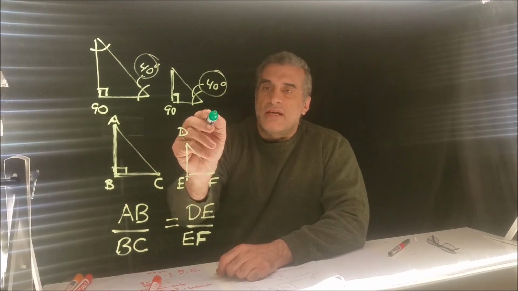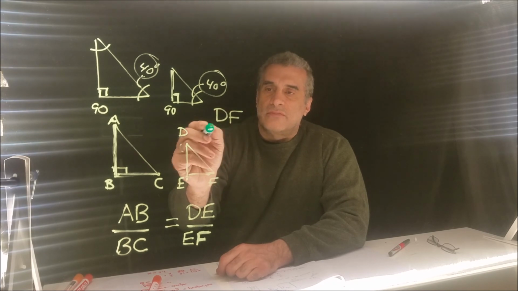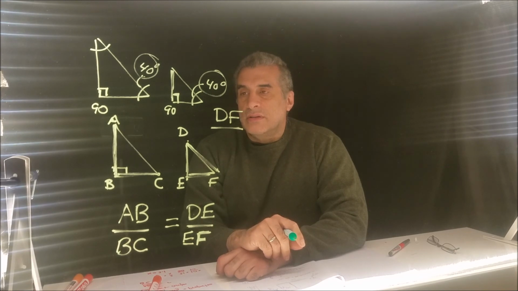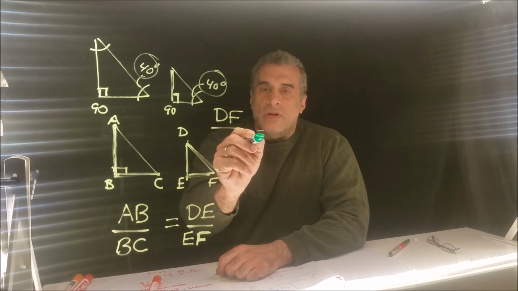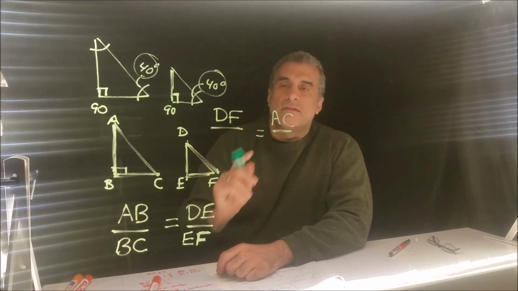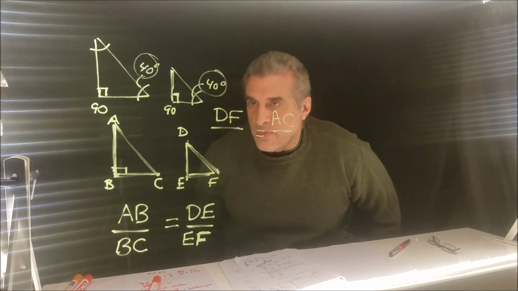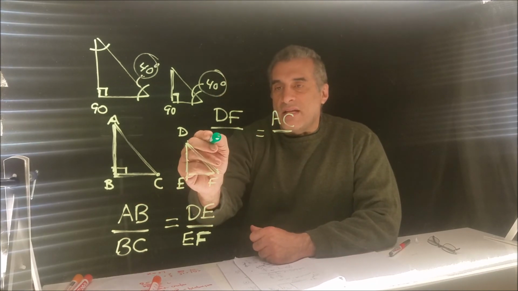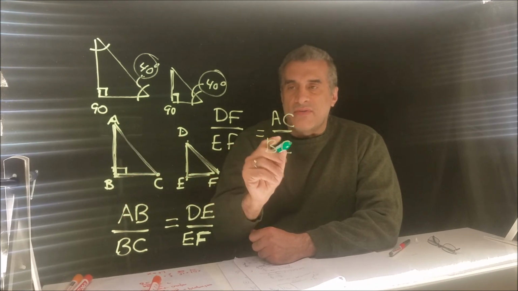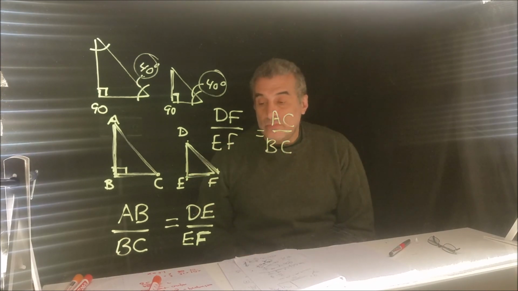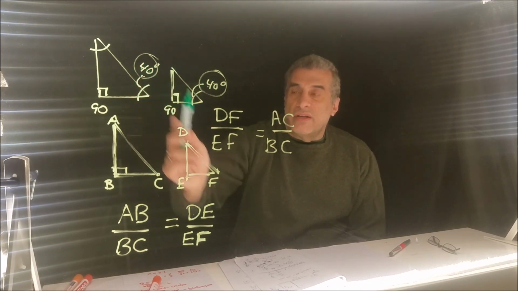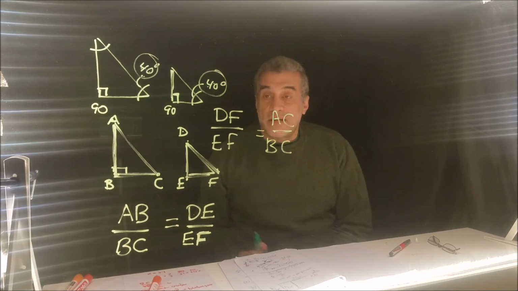Now we also can say side DF, right here. What does that correspond to? Right? So it corresponds to AC. And then also we can say DF and EF would correspond to AC and BC. Just make sure that you have the same correspondence going on. So again, make sure you know they have the same angles. They're congruent and corresponding sides that are proportional.